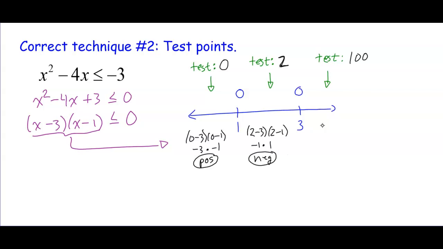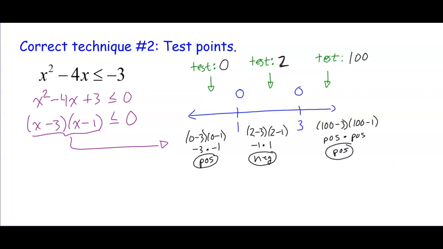When I plug in 100, 100 minus 3 times 100 minus 1 is some positive number times some positive number, so I know the result comes out positive, even though I don't need to worry about the actual fiddly little details. It's 97 times 99. What's 97 times 99? It doesn't matter. The important part that matters is it comes out positive.